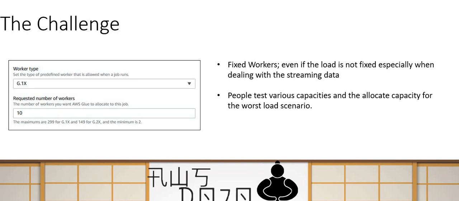If you have a scenario where your workload is fixed and you know how many workers are good enough to handle it, then probably it's not a problem for you. But in a practical world, it doesn't work that way. So people provide capacity for the worst case scenario, and in that case they pay more for their Glue job. And this is a challenge because we were not providing any kind of auto scaling in AWS.